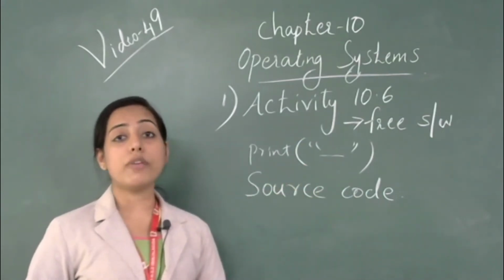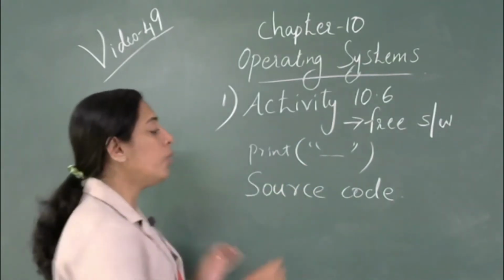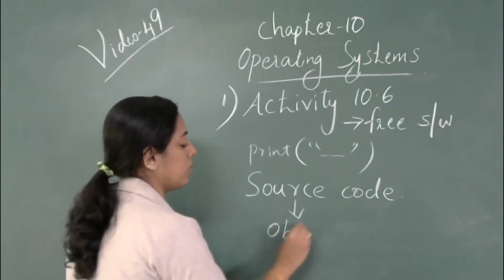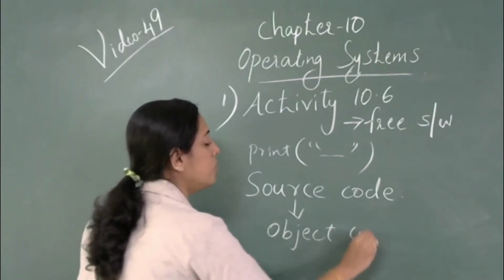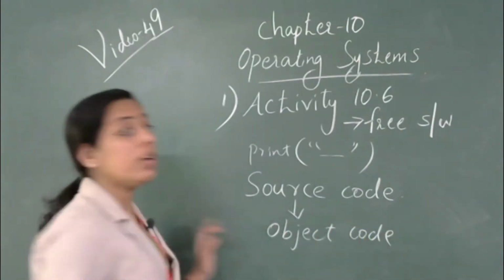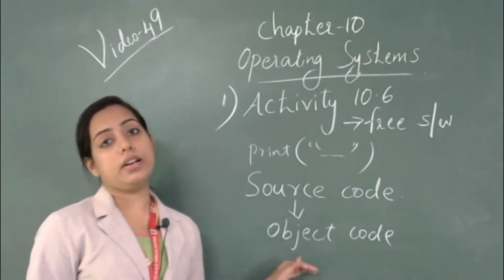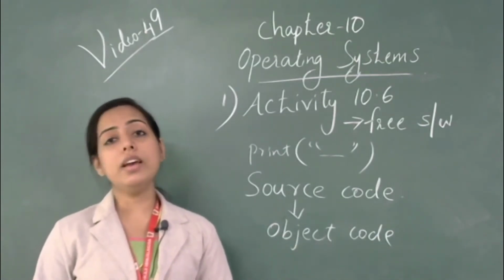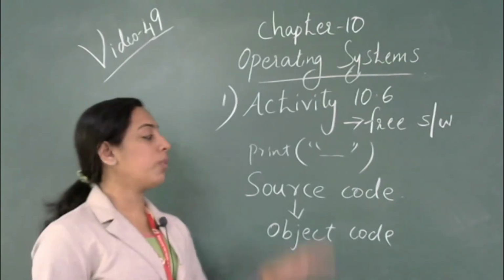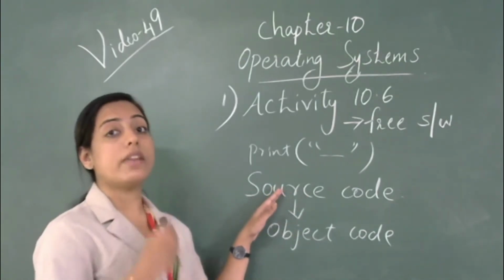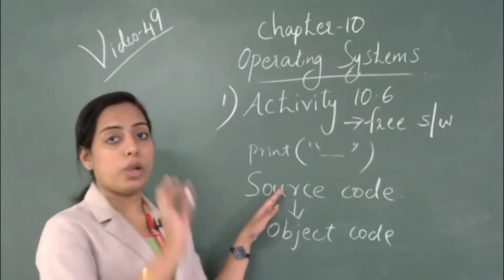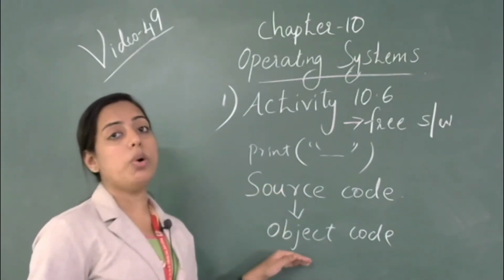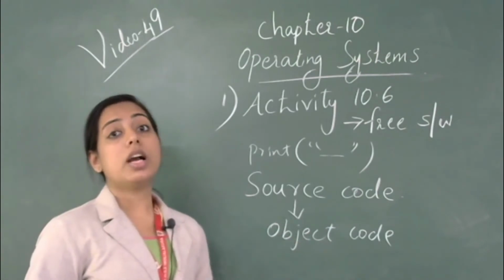So what does a software do? It will convert the source code into object code. For what? Object code means the code that the computer understands. Which language does the computer understand? Binary language. So a software will convert the source code written by a user, a human being, into object code, which is understood by the computer.